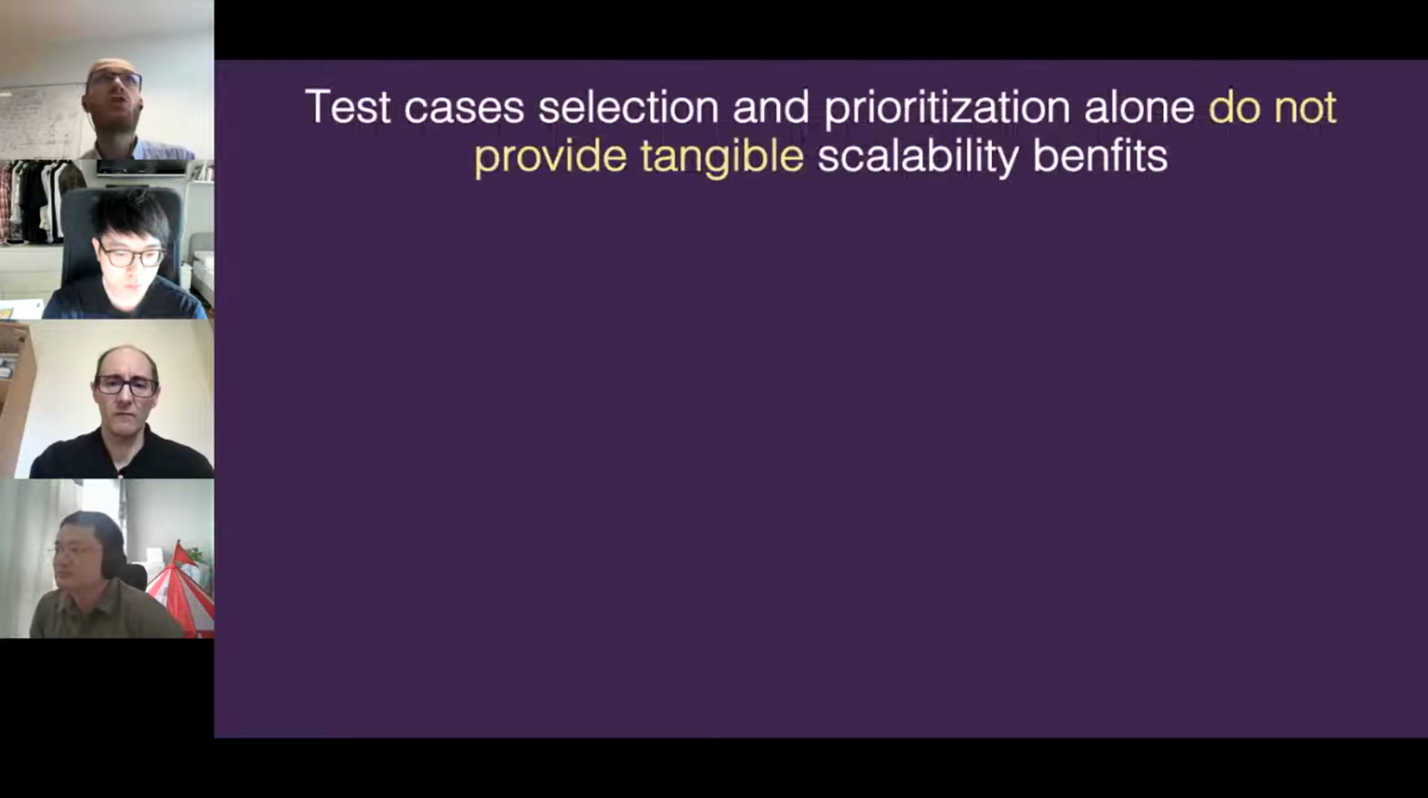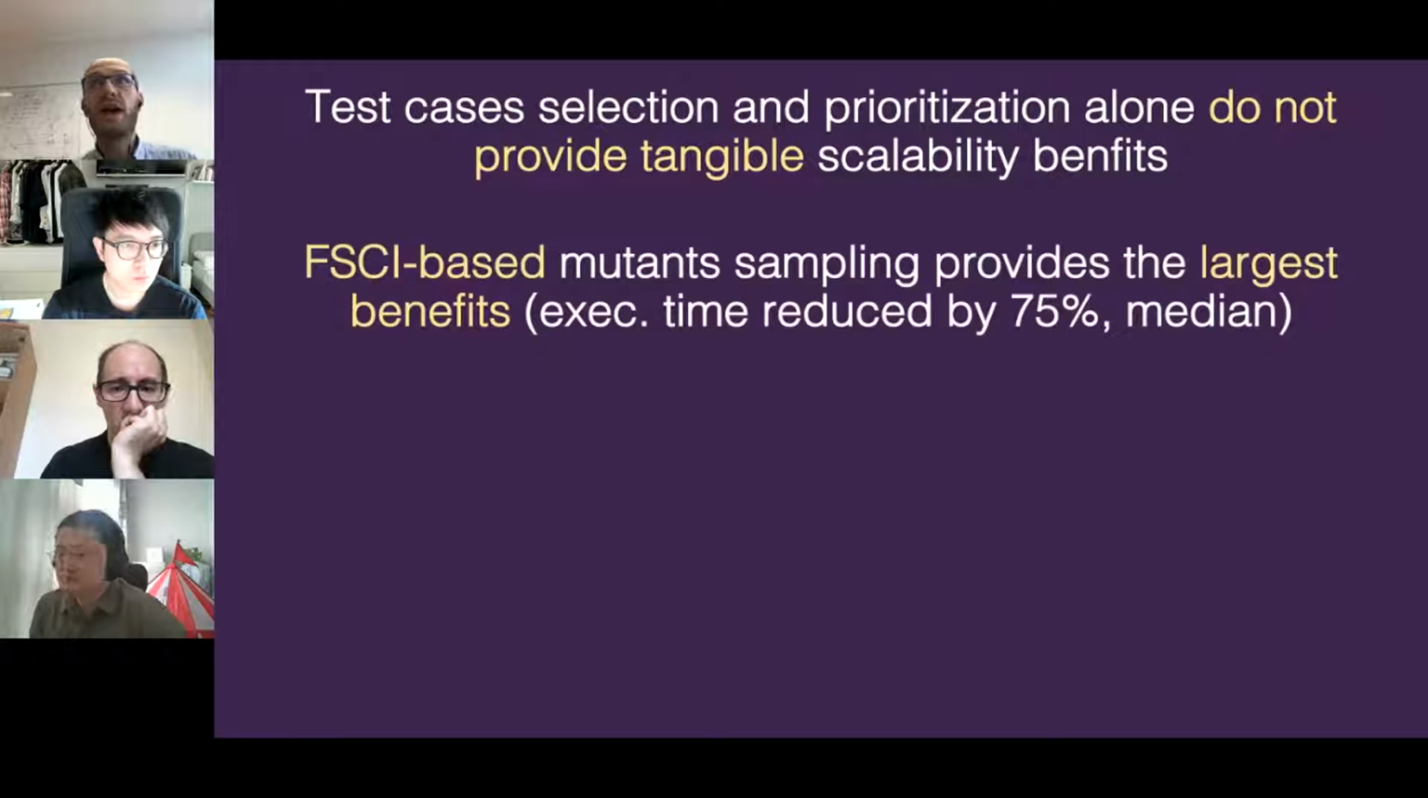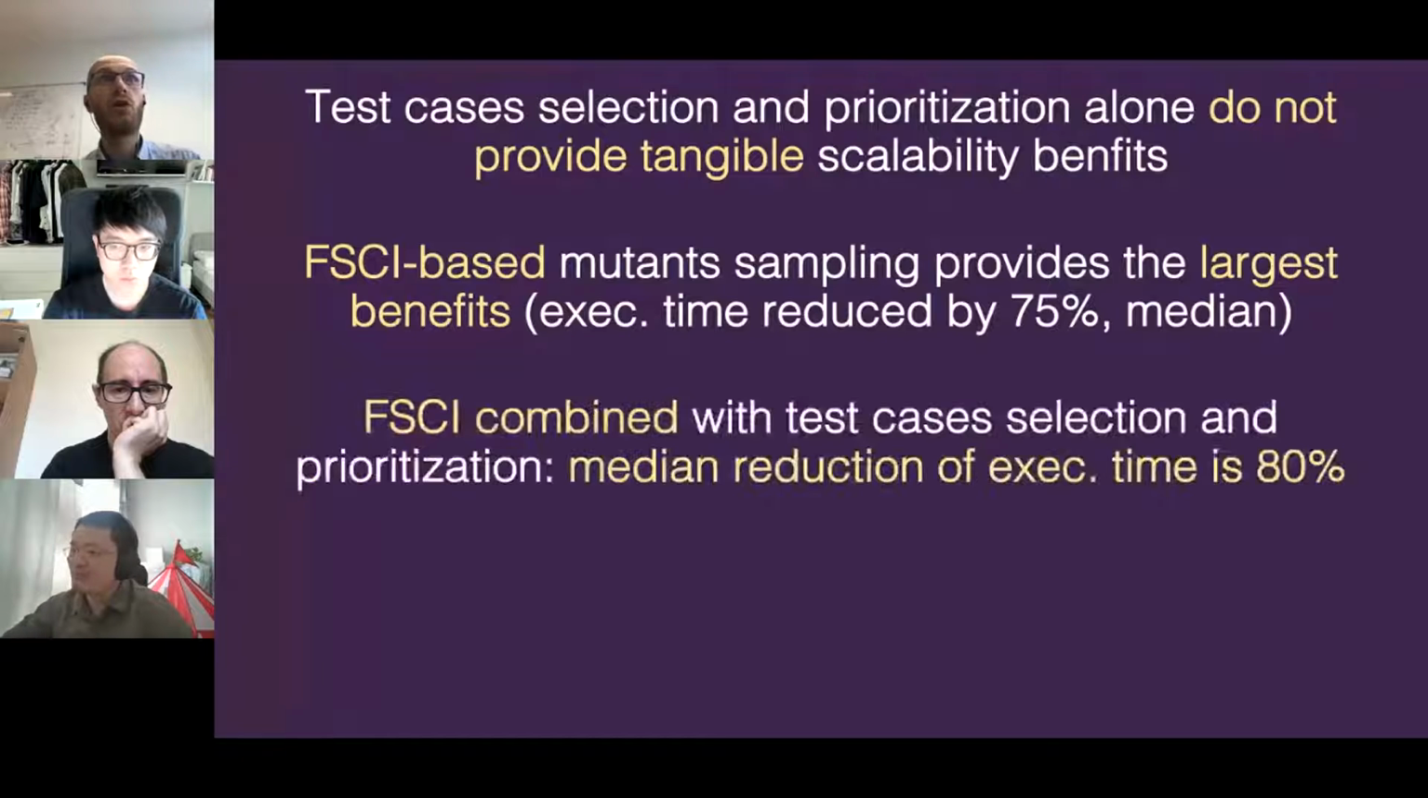Then, concerning our solution to address scalability issues, the test cases selection and prioritization alone do not provide tangible scalability benefits, but FSCI provides the largest benefit. So the execution time is reduced by 75% in median in our cases. And when combined with test cases selection and prioritization, the reduction goes up to 80%.